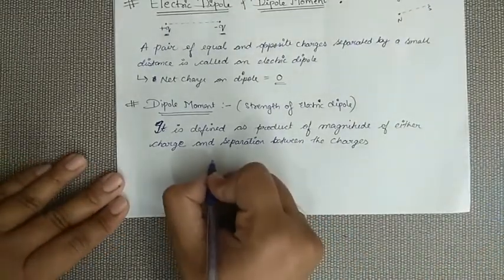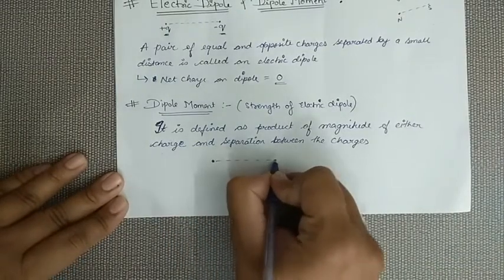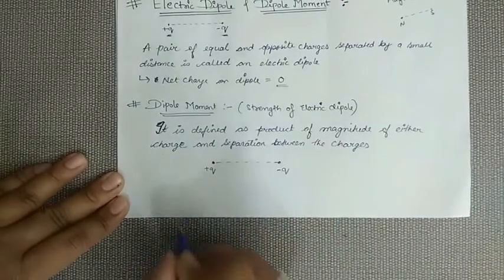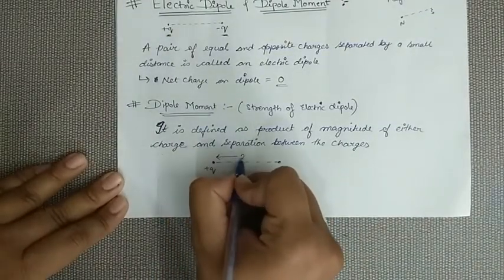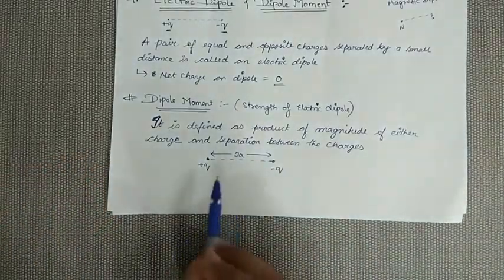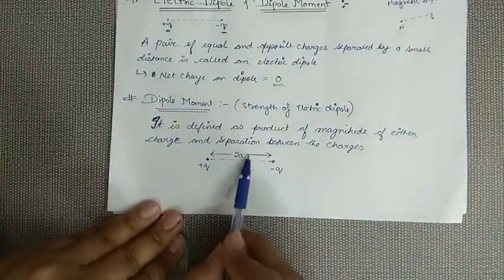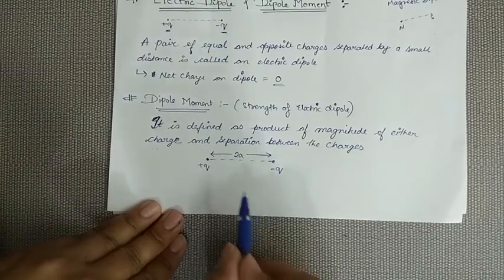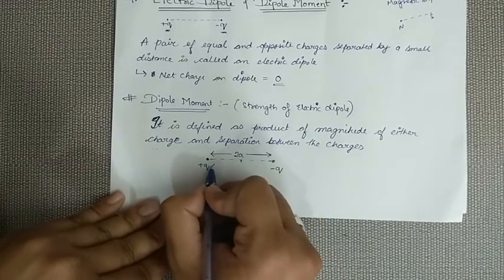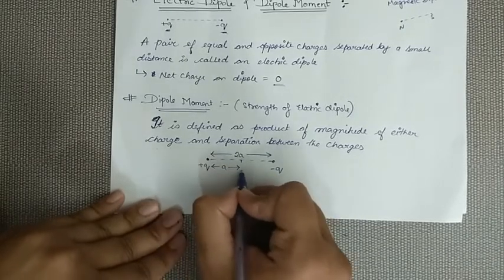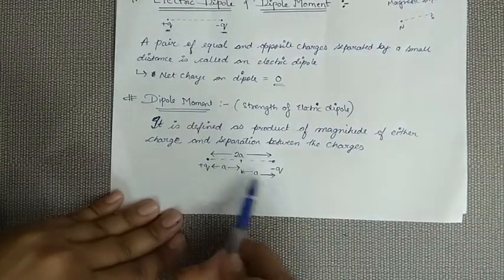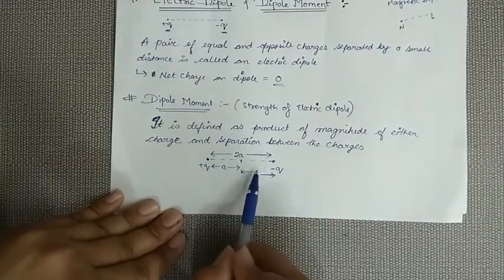Now see, suppose these are the two charges. This one is plus Q and this one is minus Q, and the distance between both the charges is considered to be 2a. So 2a is a very small distance between these two charges. Suppose this is the center of the dipole, so the half distance will be counted as a and the remaining half distance will be counted as a. So a plus a, the total distance is 2a between the charges.